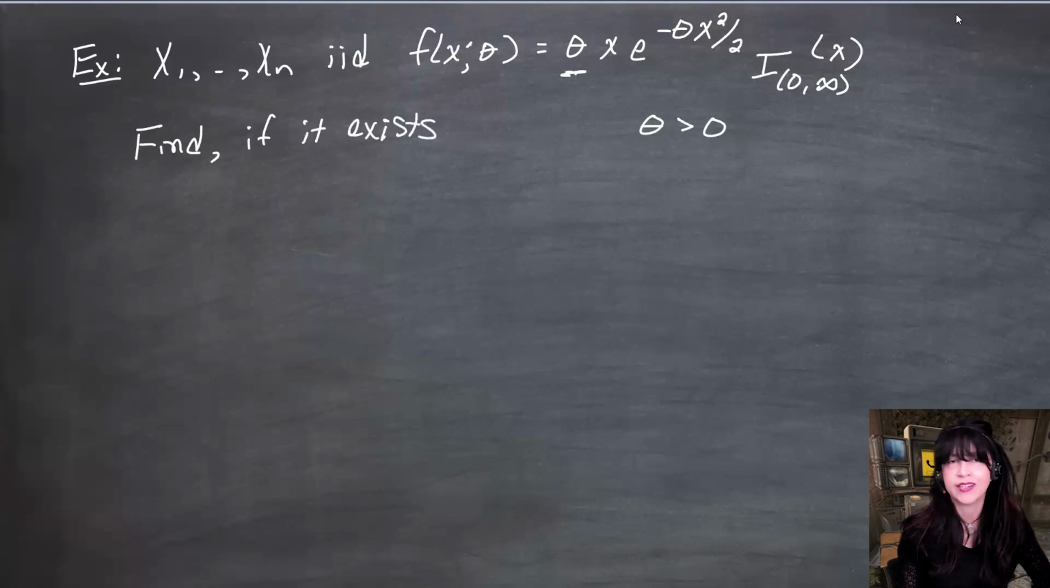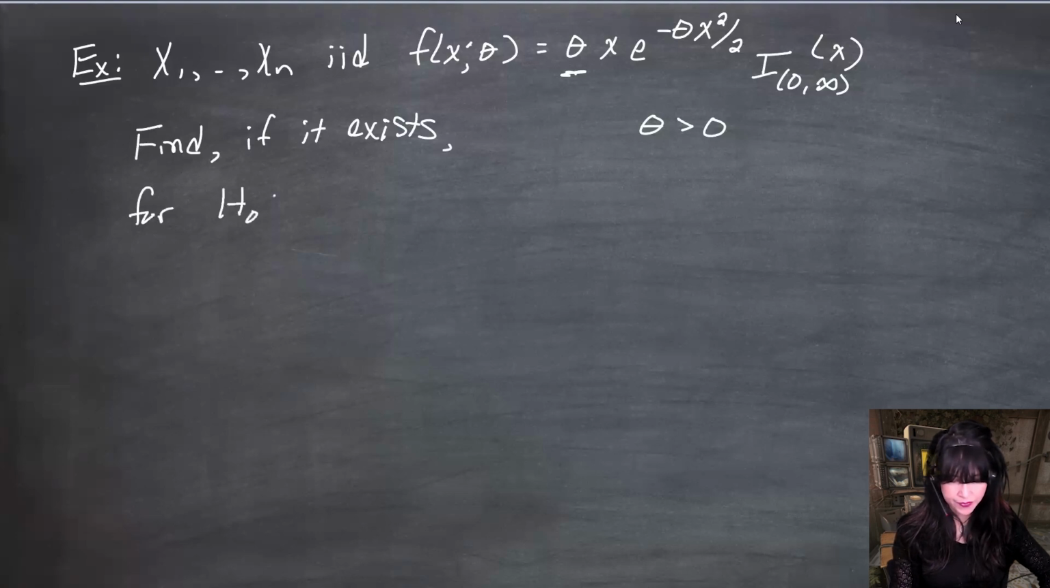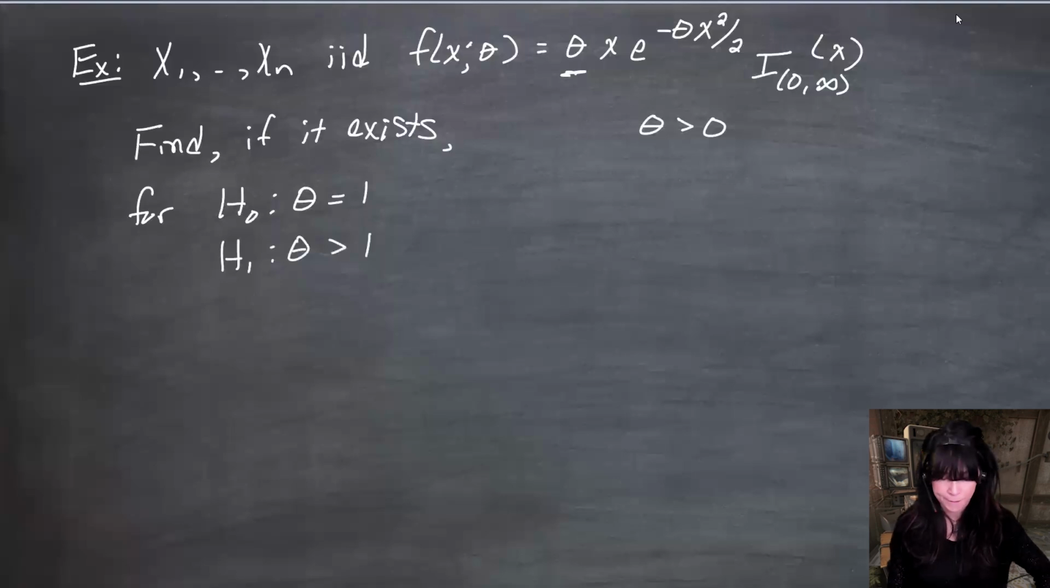I keep writing this because I want to give you a problem on a homework or an exam where it doesn't exist. And if I just start writing that all of a sudden, that's going to be a key that it doesn't exist. So I'm writing it every time. If it exists for the null hypothesis that theta equals 1 versus the alternate hypothesis that theta is greater than 1. Okay, I'm going to use Neyman and Pearson.